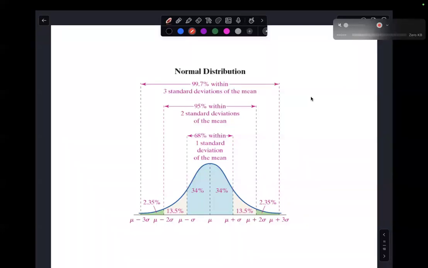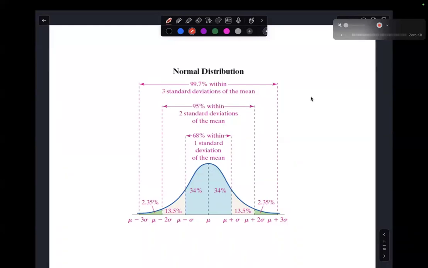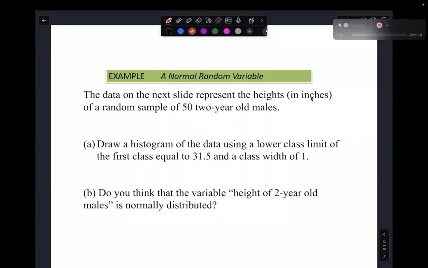You all might have had nightmares about it, but it's my friend. I love the normal curve. Okay, there we go. So we're going to take a look and apply what I've just been talking about. There's not a whole lot of math happening here. We're just going to take a look at things and try to understand what's happening with this curve.